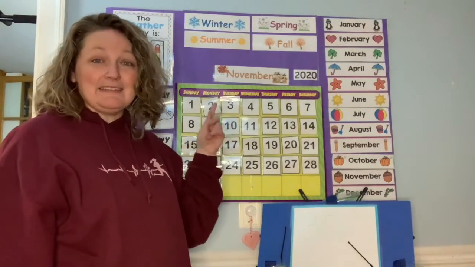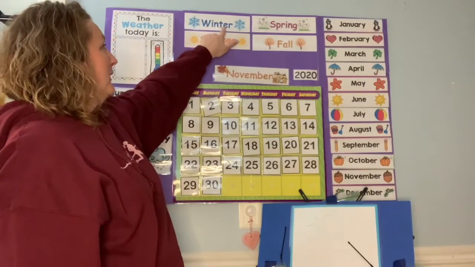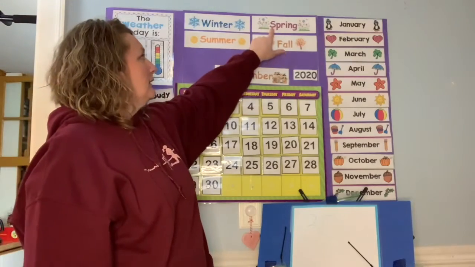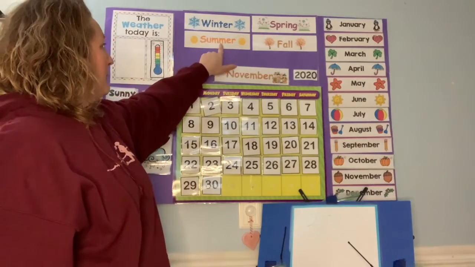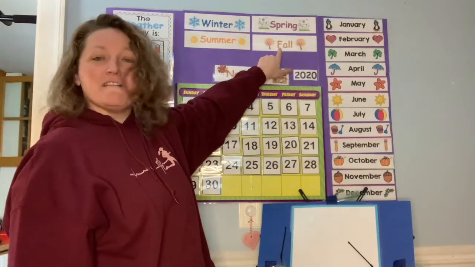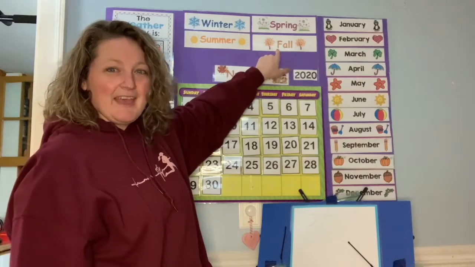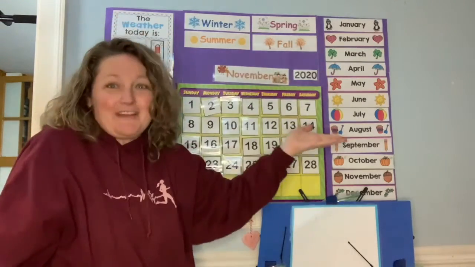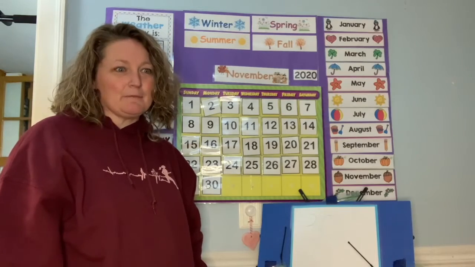I added the seasons to this. Can you see them? Winter, spring, summer, and fall. Oh, do you see what fall starts with? An F. I love the letters. How about you? I have a new letter for you.